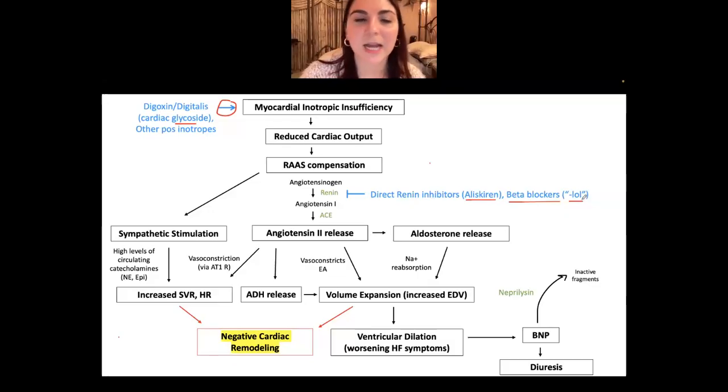And all beta blockers end in -lol. So sotalol, atenolol, those are all beta blockers.